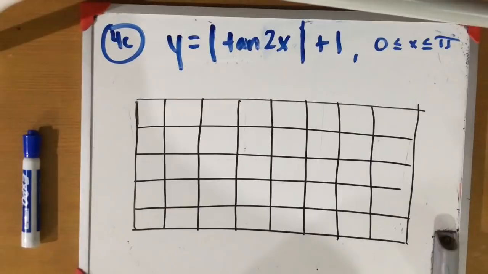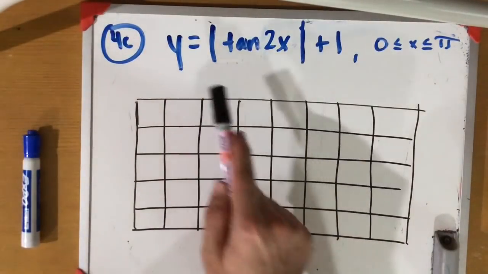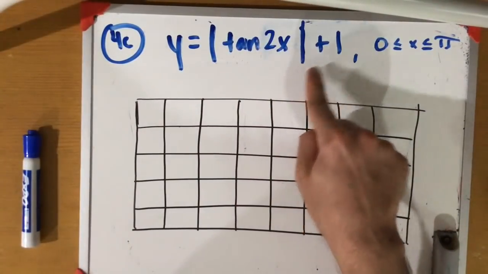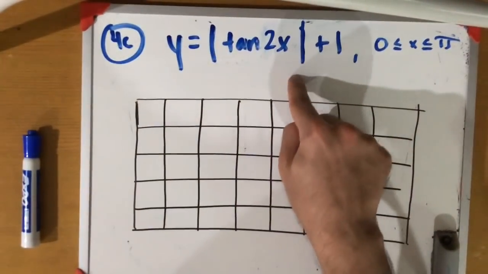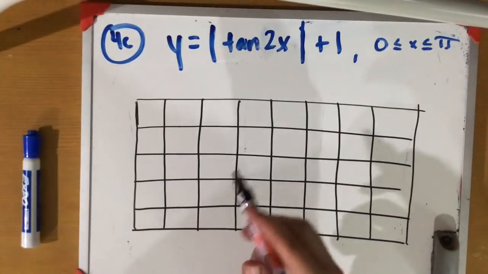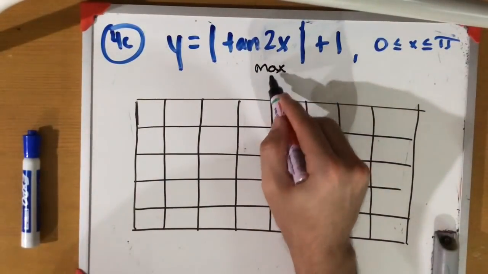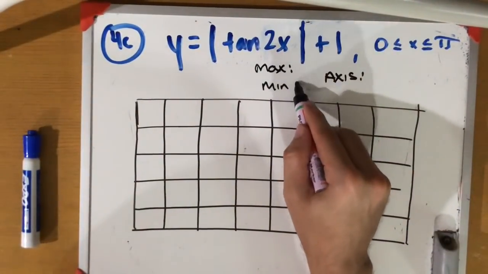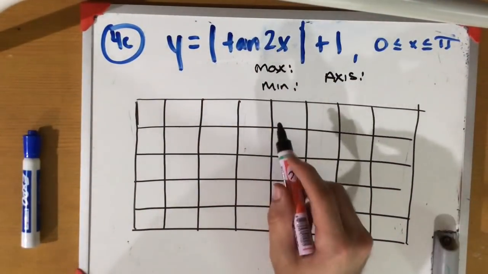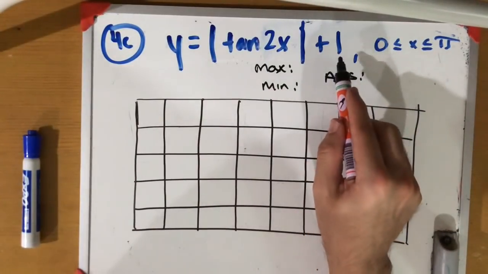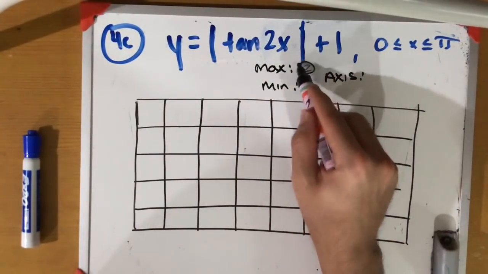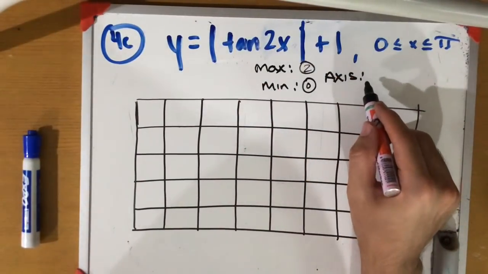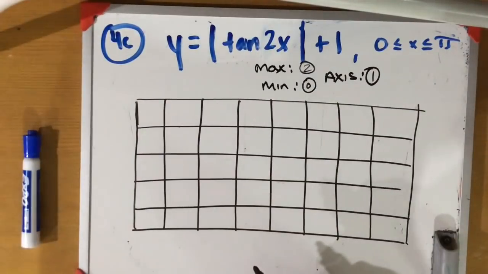All right? All right. We have y is equal to absolute value of tan 2x, and then plus 1 on the outside. Again, pretend as if the absolute value wasn't there, and then apply it after. So let's go ahead and do that. Max, min, axis. Again, we're pretending the absolute value is not even there. Okay, so just imagine it's not there. 1 plus 1, max is 2. 1 minus 1, min is 0. And then axis is 1.